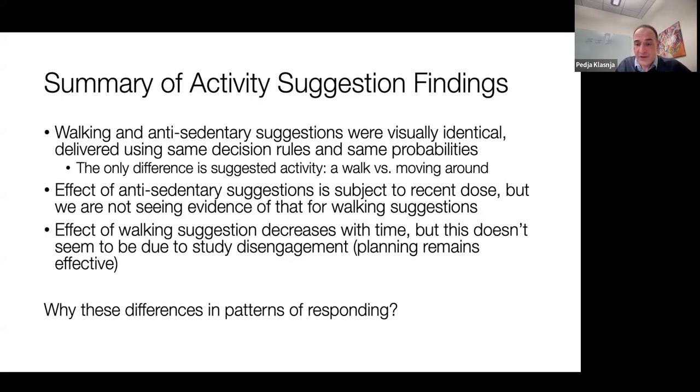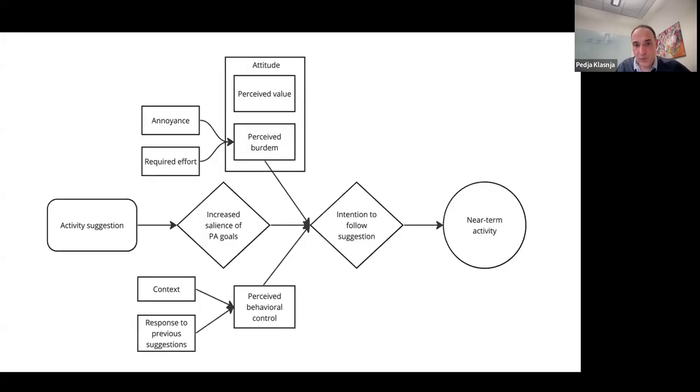So what is going on? Here's my best guess at what is happening. This is basically a theory of planned behavior version of an account of how these suggestions work. You can use value expectancy theory, or take your pick of your favorite behavioral theory. Most of these constructs are going to be the same. But basically, if we think about what an activity suggestion does, it's a prime, right? It increases the salience of PA goals, which in the best case scenario should lead to an intention to follow the suggestion and then to some near-term activity. Of course, this increased salience might have some kind of a longer decay function, so it might actually result in behavior down the line.